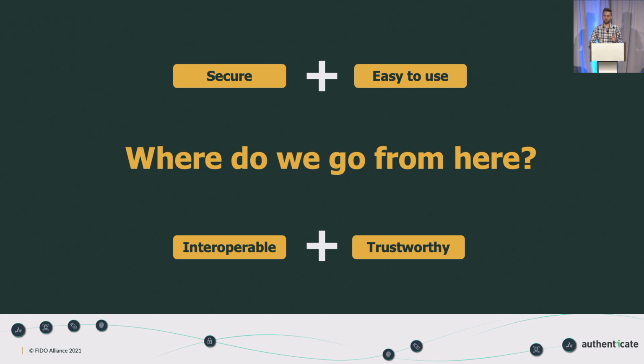We can't introduce something that's going to be harder to use than something that people are used to doing 100 times a day. It's got to be interoperable. It has to work on all of your devices everywhere, and it's got to be trustworthy. So with that, I'm going to turn the time over to David to introduce a solution to this problem.